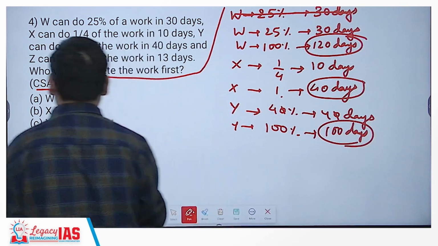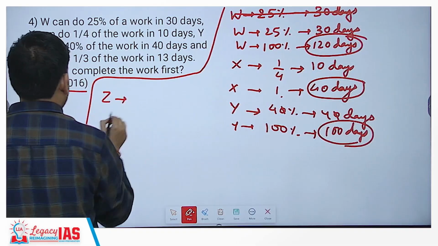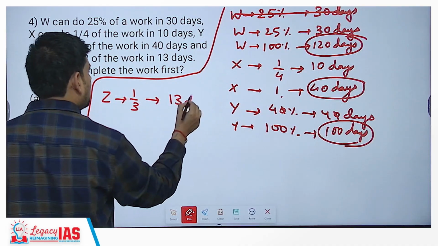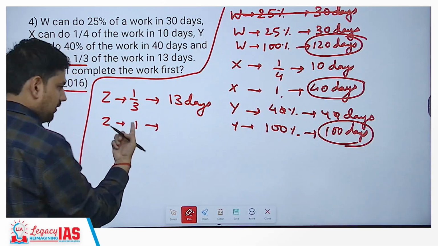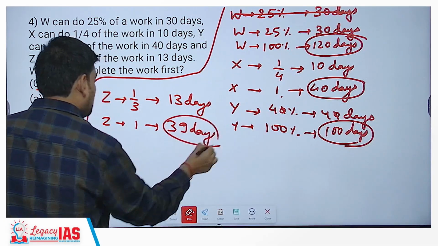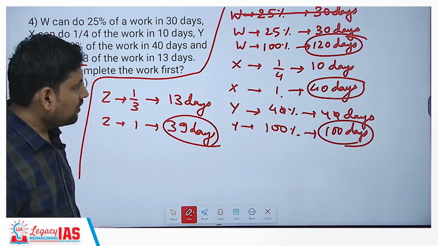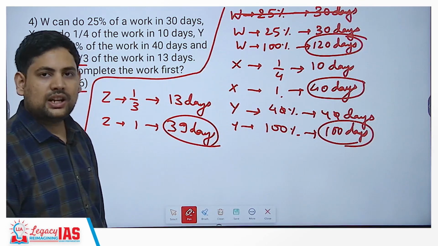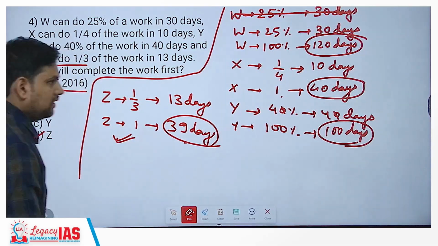Now, last is Z. For Z it is said that it does 1 by 3 of the work in 13 days. Now what you want? Z 1, and in how many days? 3 you will multiply, so in 39 days. So Z does the whole work in 39 days. Understood? So you have got the figures 120, 40, 100 and 39. Which is taking the least time to do this? Of course, Z is taking the least time, that is 39 days.